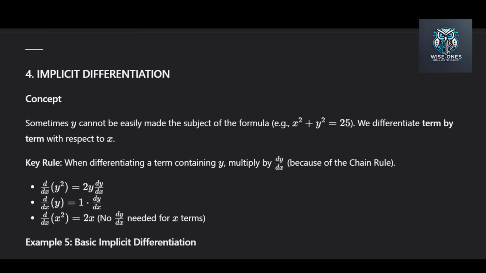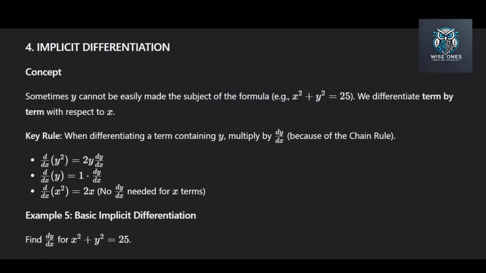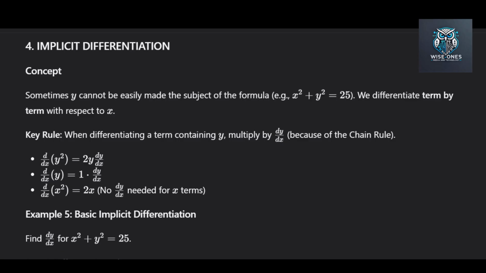Implicit differentiation. What is implicit differentiation? Sometimes y cannot be easily made the subject of the formula. For example, x squared plus y squared equals 25. You could solve for y, but it would involve square roots and plus minus signs. It is messy. Instead, we differentiate term by term with respect to x.